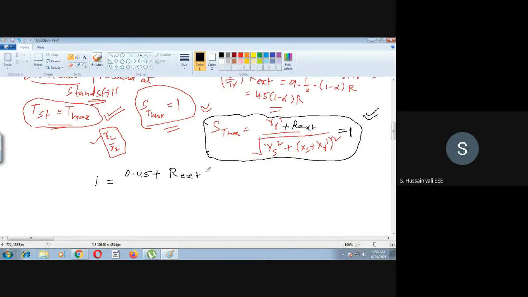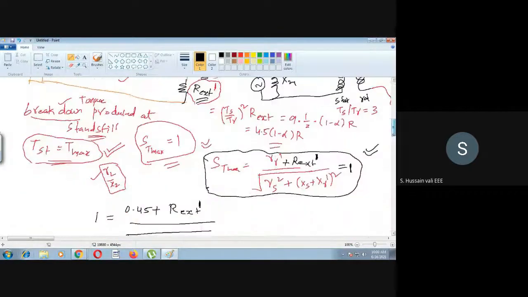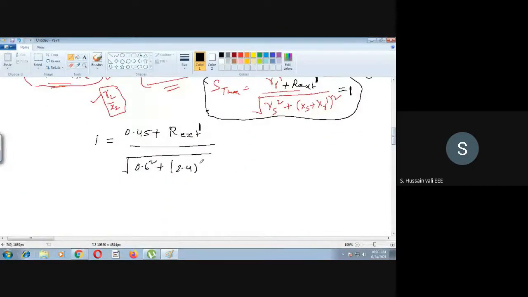Okay, R external. Please don't forget this dash. There is a difference between R external and R external dash. Divided by the square root of... what is Rs value he has given in the problem? 0.6. So 0.6 whole square plus XS and XR dash. I think both he has given the same. Let me check this. XS, XR, yeah, 1.2. So 1.2 plus 1.2, so 2.4. 2.4 whole square. Okay, this is the equation you will get.